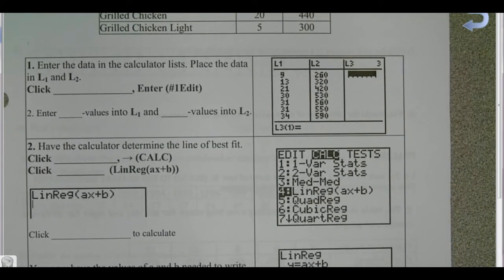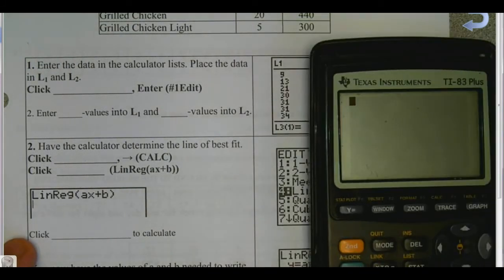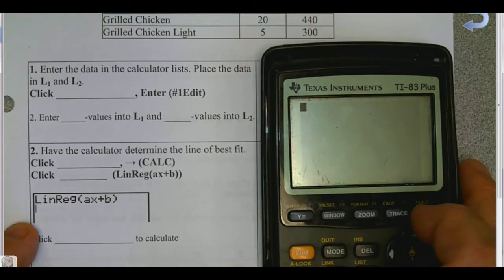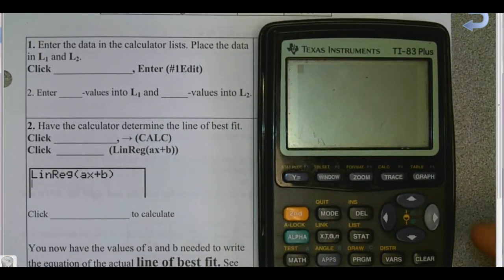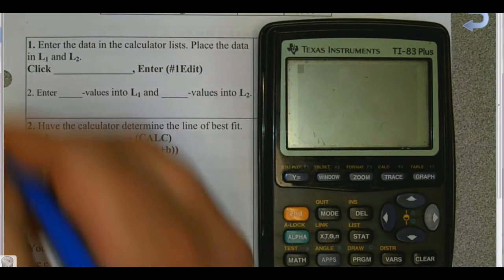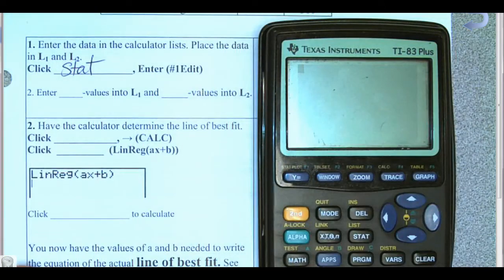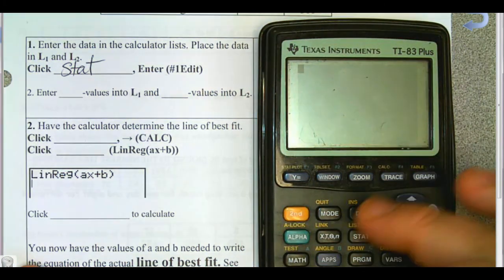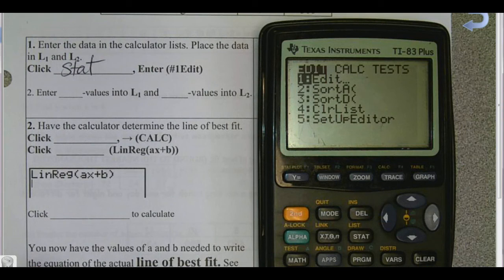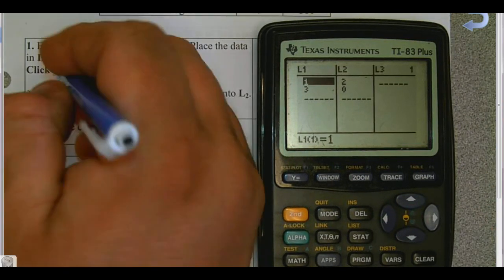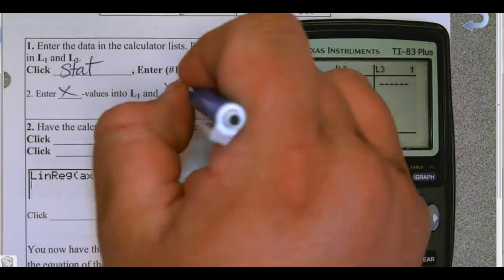So we have our calculator here, and I'm going to cover up the screen for right now and just leave the directions. The first thing we're going to do is click Stat. So we click Stat, and we're going to go ahead and edit. So we're going to go ahead and click Enter. And you can see I already have some data in here. We're going to enter the X values into L1 and the Y values into L2.